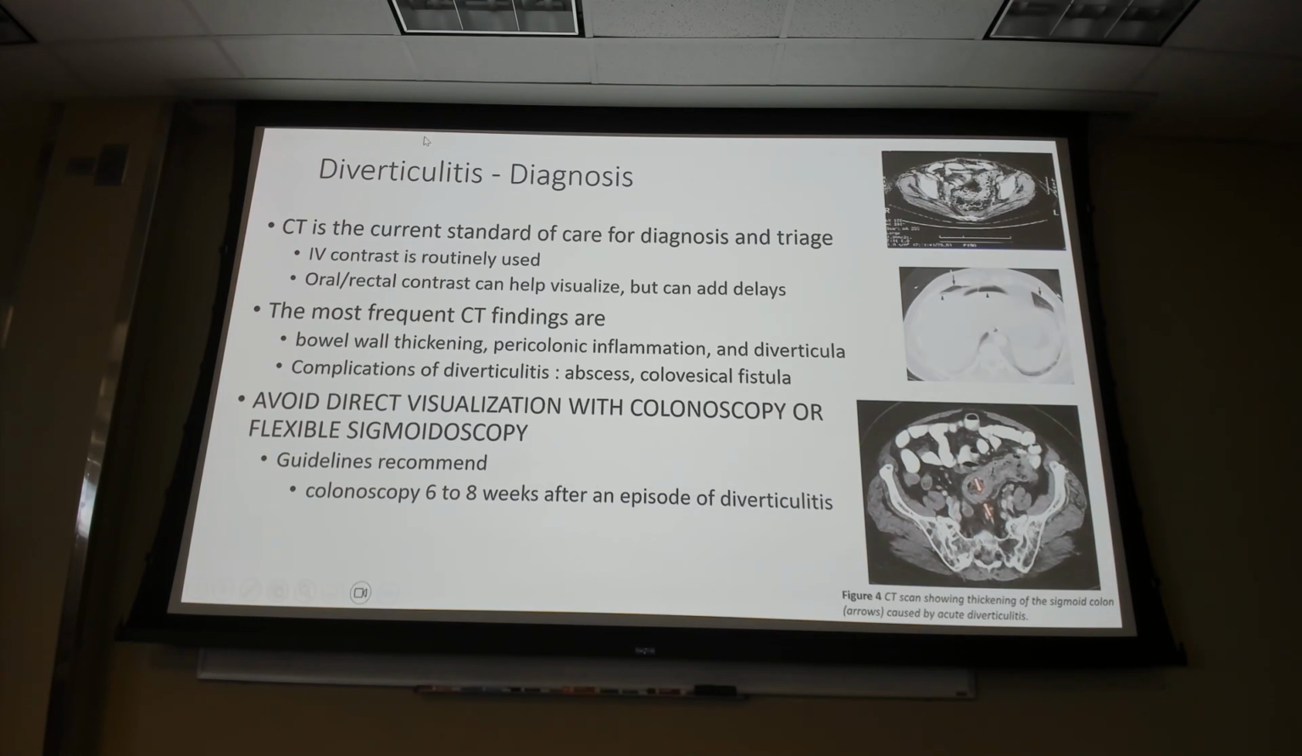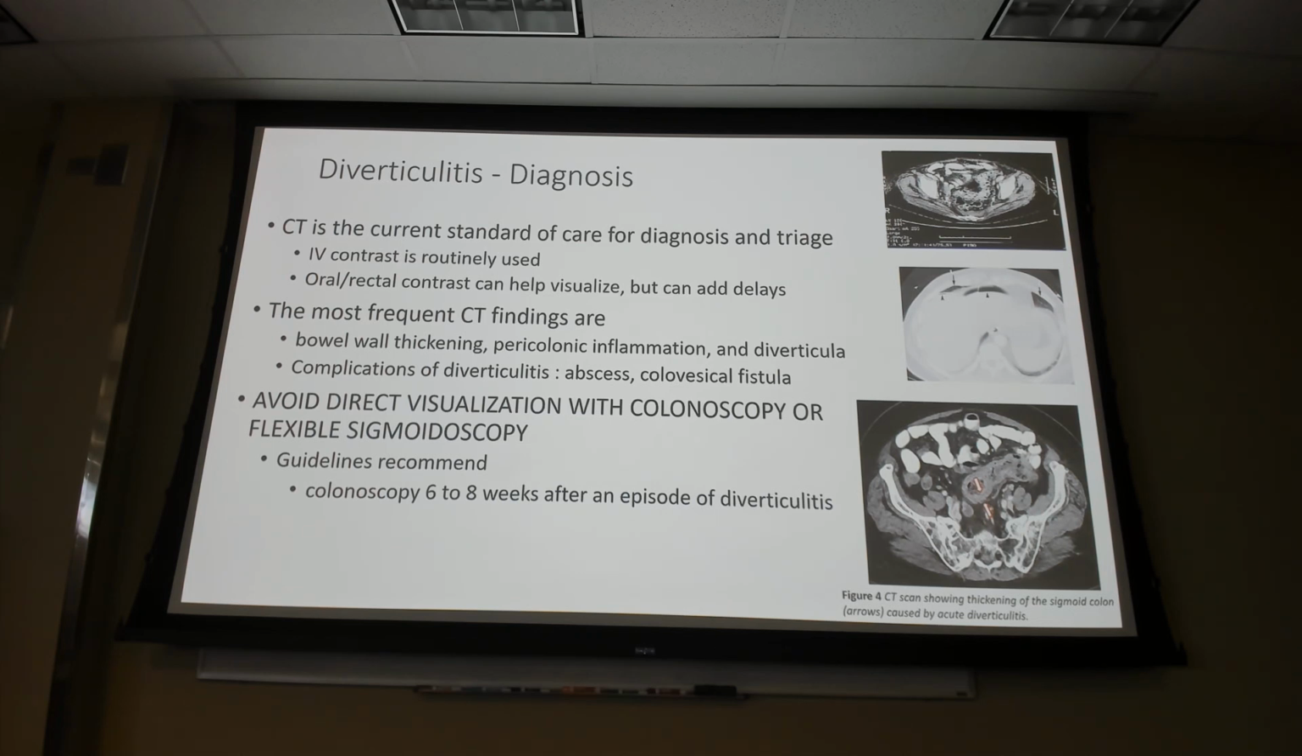So CT is the best test. CT abdomen and pelvis with contrast is what we normally do for these. And you'll usually see some bowel wall thickening. You'll see the diverticulosis. Hopefully diverticulitis. You'll see some inflammation. And what we worry about, we have to make sure it's not an abscess or that it hasn't ruptured.